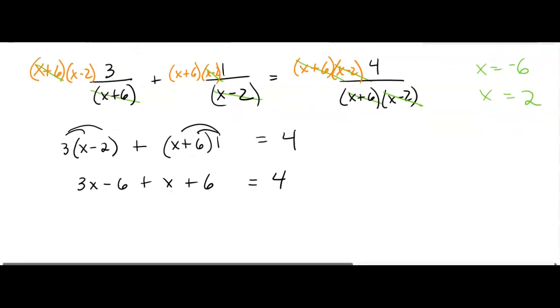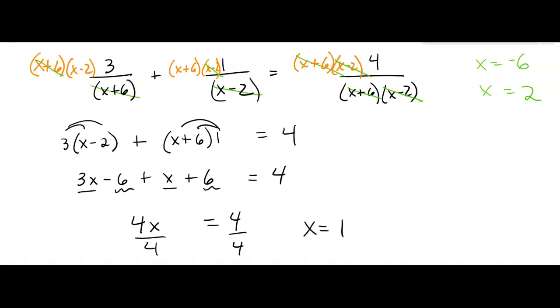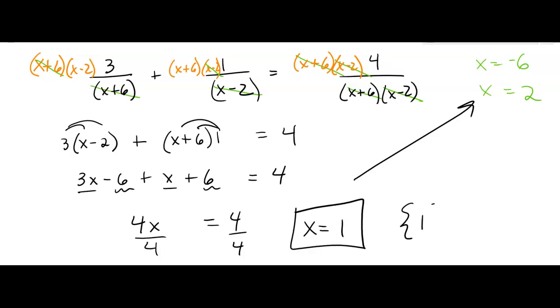I'm going to get 3x and x making 4x, and then the negative 6 and the positive 6 cancel out. I'm going to divide both sides by 4, and I get x equals 1. Now, I have to check. Was it one of the values that I couldn't have? No, I couldn't have negative 6 and I couldn't have 2. So x equals 1, that's okay. If you like writing it in set notation, or somebody asks you to write it in set notation, it looks like that. Okay, so there's that problem.